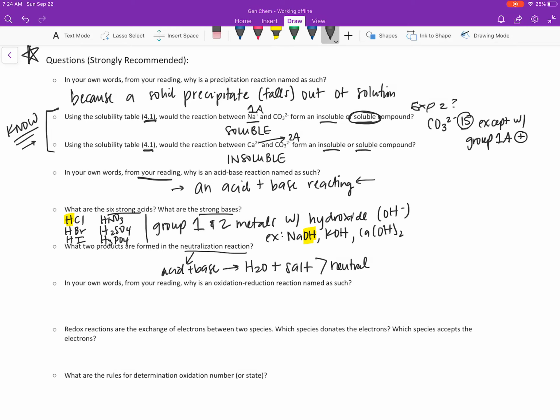Whereas an acid and a base, we know, or I hope you know, are not neutral. They're classified based on the fact that they are acidic or basic.